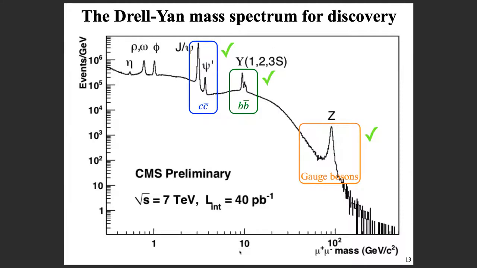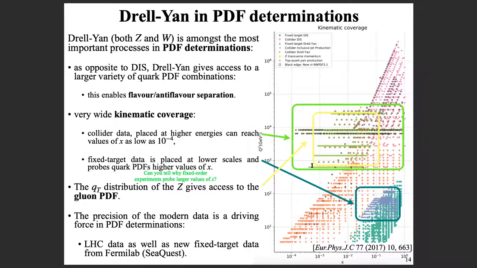So now this kind of completes a nice picture, because what I've tried to argue is that by using Drell-Yan, we have managed to discover the charm and the bottom quarks, and also to discover the gauge bosons. So this is how in history Drell-Yan has been used for discovery. Now let me move to more modern applications of Drell-Yan, where it is used for other purposes, for constraining other quantities.